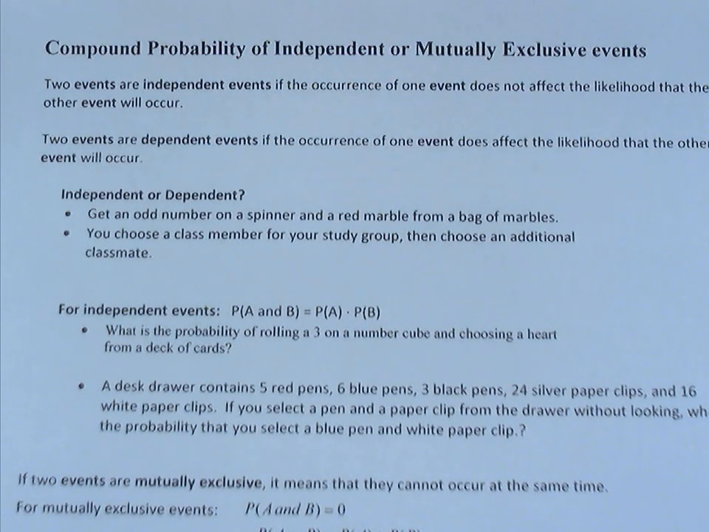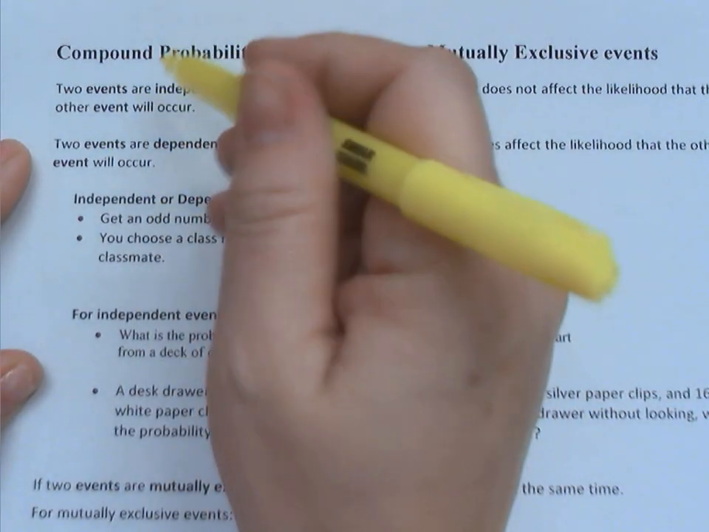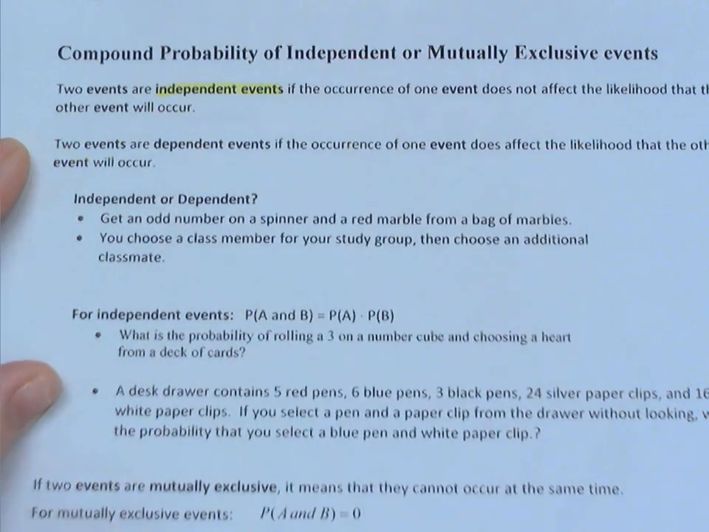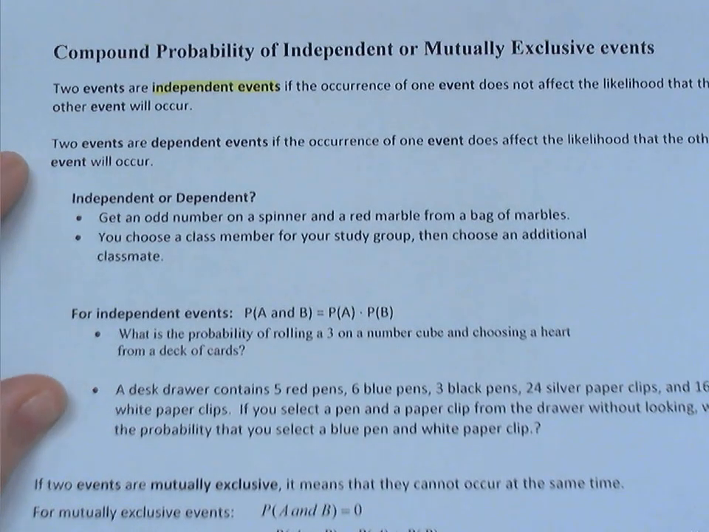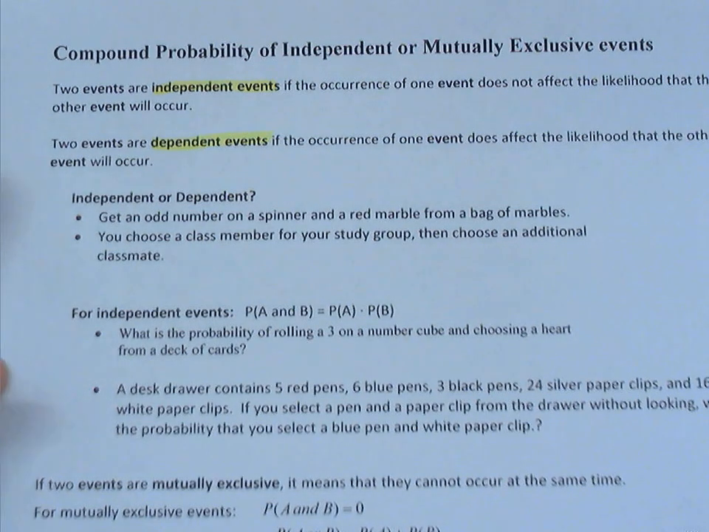Okay, for this note-taking, we're doing compound probability of independent or mutually exclusive events. So first, let's start with some vocabulary. Two events are independent if the occurrence of one event does not affect the likelihood of the other event occurring. Two events are dependent events if the occurrence of one event does affect the likelihood of the other.